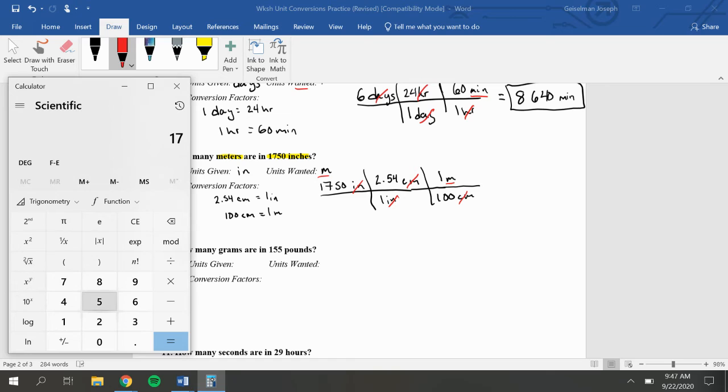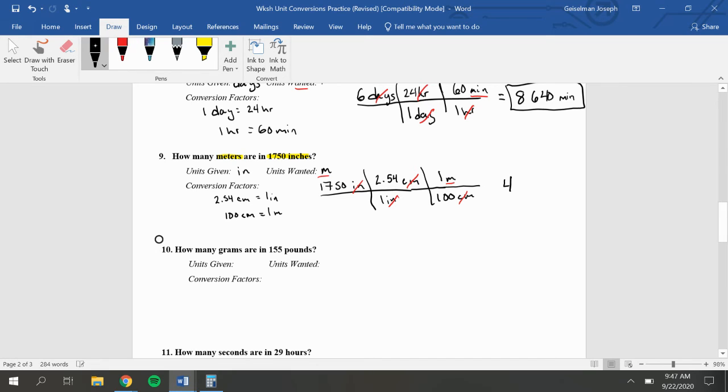So I can take 1,750 times 2.54 times 1 equals 4,445, and then I have to divide that by 1 times 100, which is 100, and I get an answer of 44.45 meters.